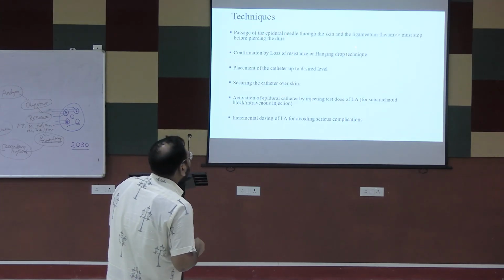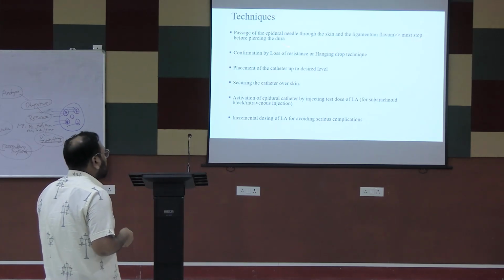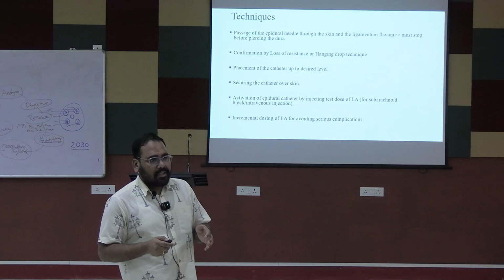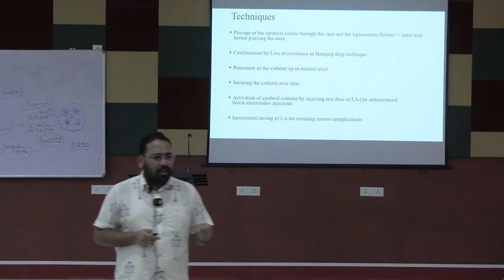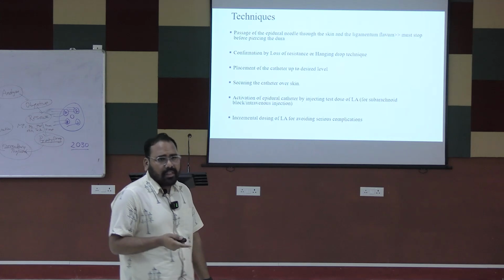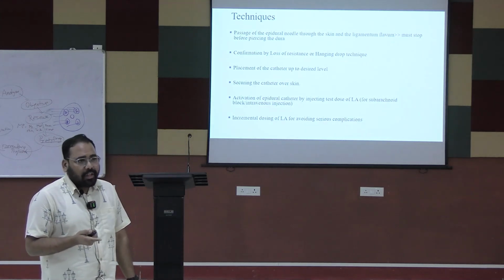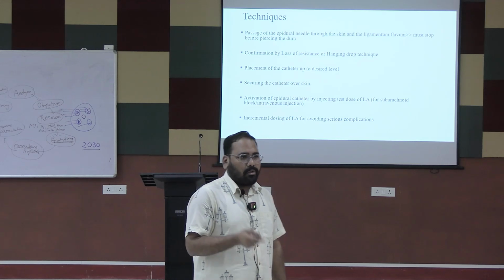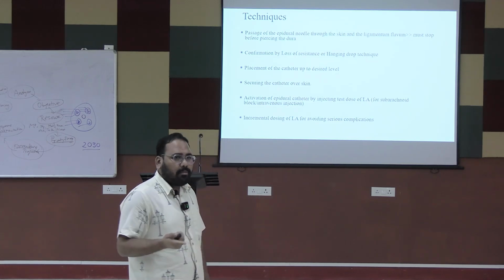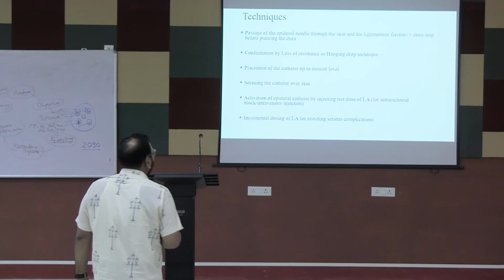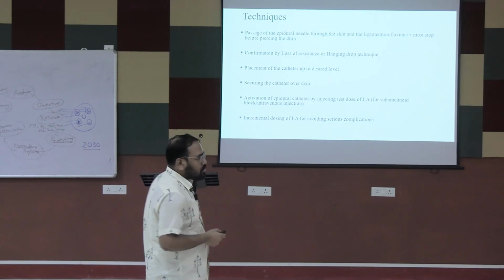Passage of the epidural needle through the skin and the ligamentum flavum must stop before piercing the dura. So after the sense of loss of resistance, you'll have to stop immediately. Otherwise, you can prick the dura accidentally, and then it won't be epidural. It will be a subarachnoid block. You'll be getting inside the subarachnoid space, and it will be a spinal anesthesia. So how will you confirm? Confirmation is by the loss of resistance or hanging drop technique.